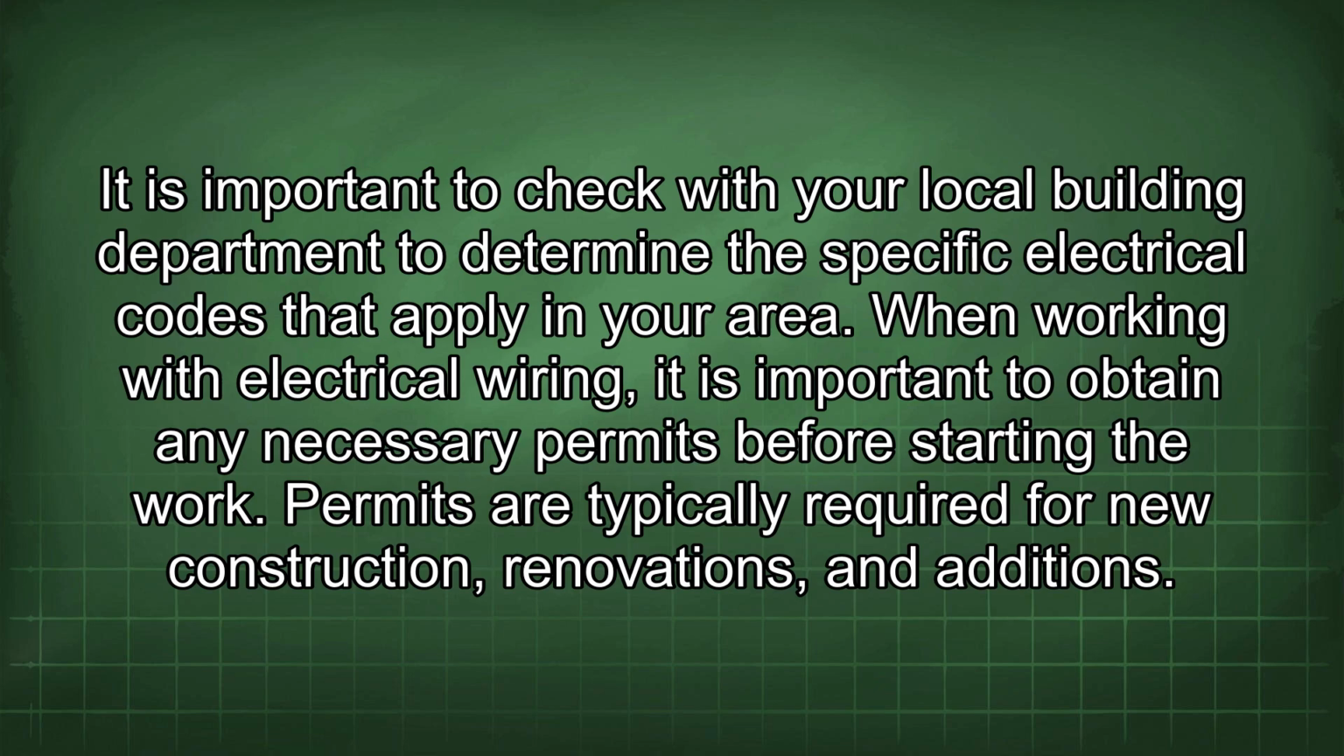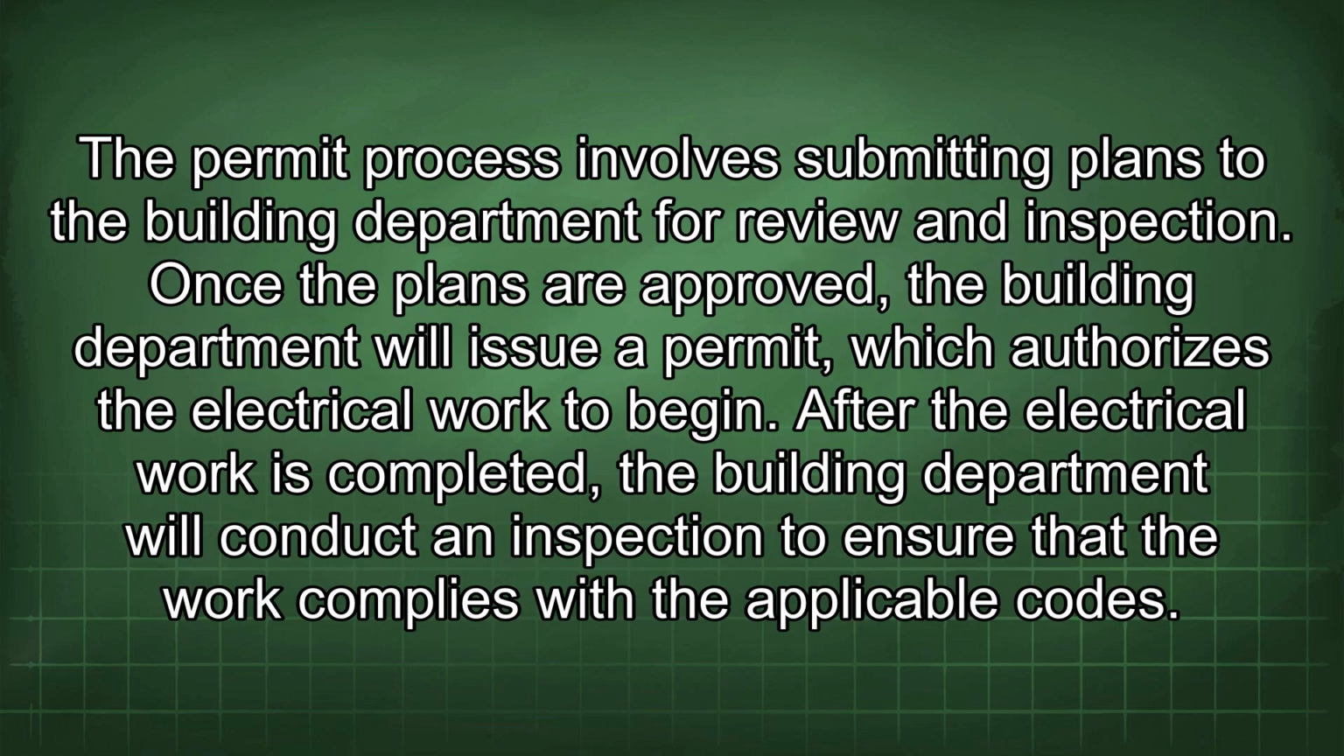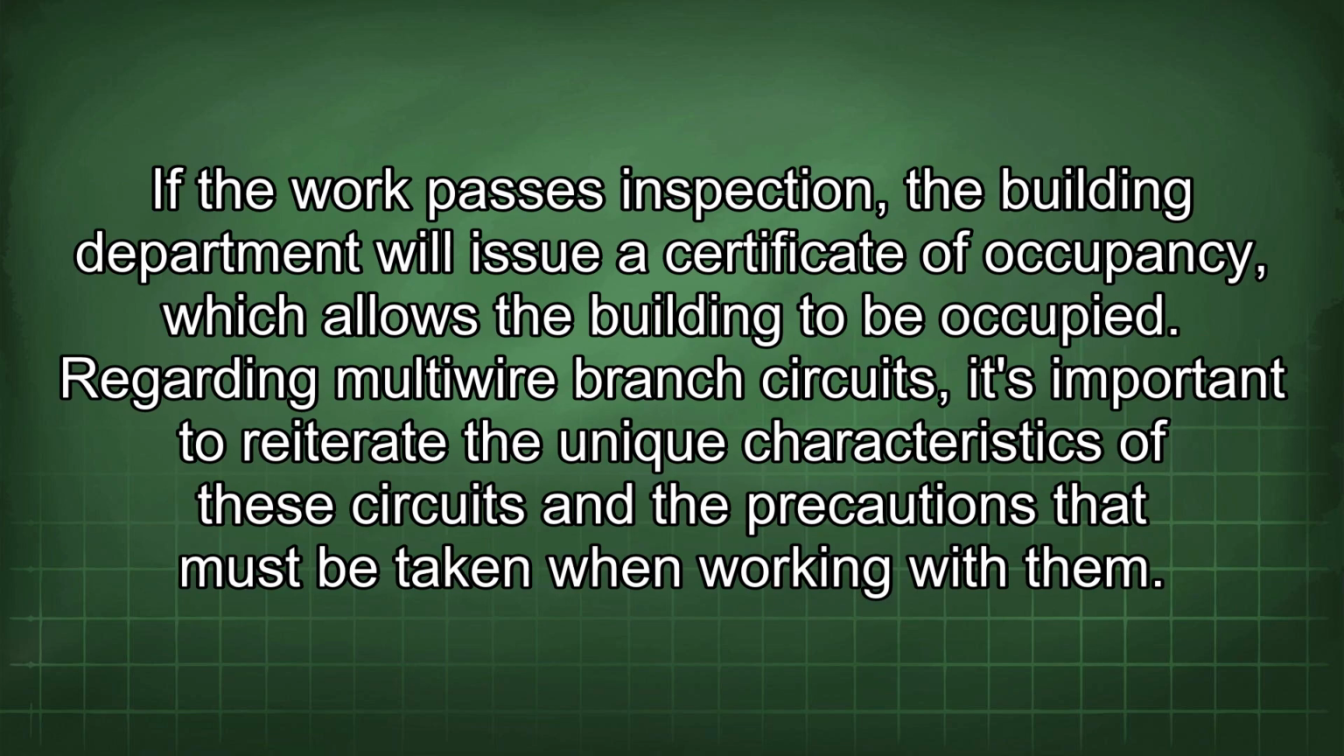Permits are typically required for new construction, renovations, and additions. The permit process involves submitting plans to the building department for review and inspection. Once the plans are approved, the building department will issue a permit which authorizes the electrical work to begin. After the electrical work is completed, the building department will conduct an inspection to ensure that the work complies with the applicable codes. If the work passes inspection, the building department will issue a certificate of occupancy which allows the building to be occupied.